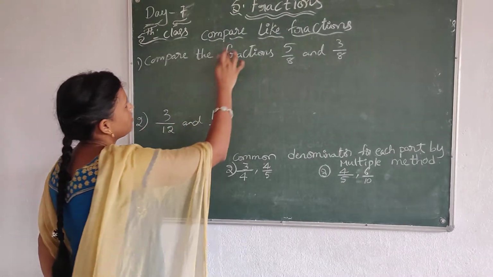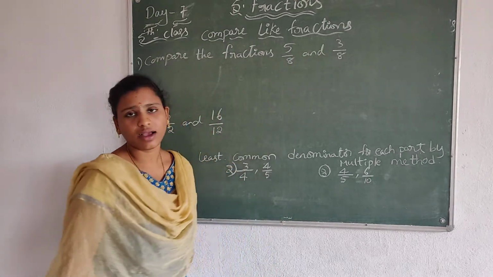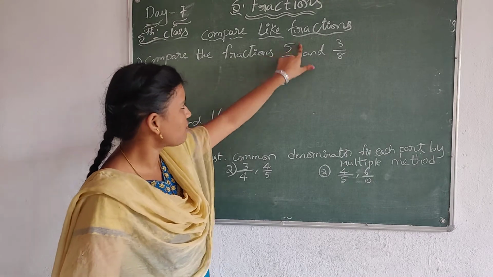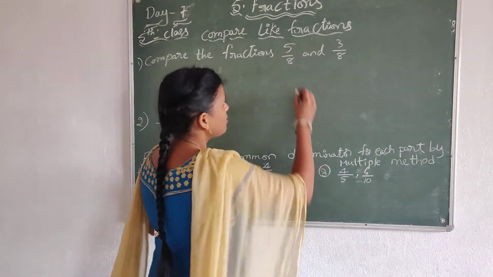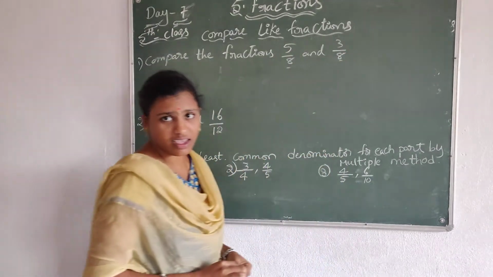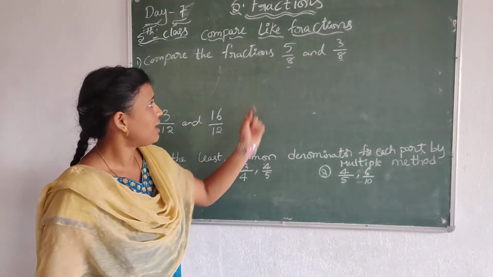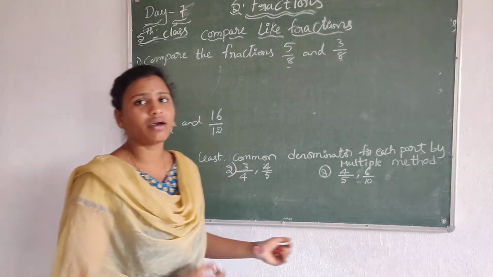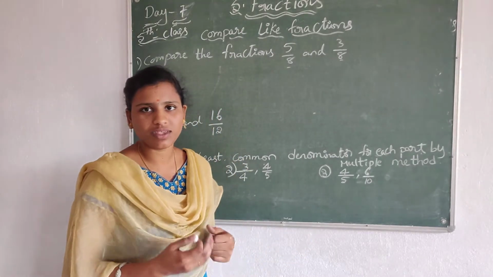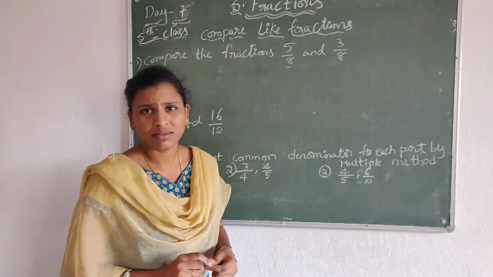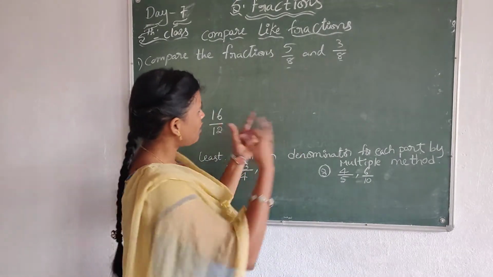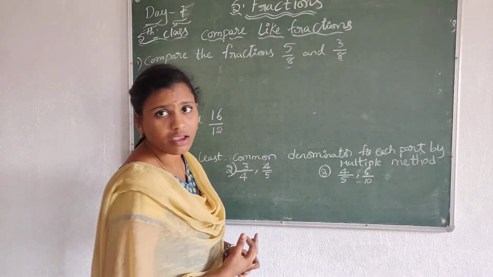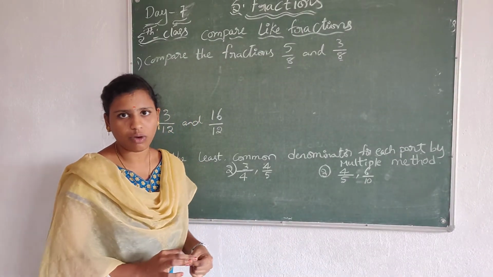Let's see. Compare like fractions. Compare the fractions 5 by 8 and 3 by 8. The two denominators are same. That is a like fraction. So let's see this sum. How to compare the fractions, which is big and which is small? Can you say easily? Anybody? Which is big? We don't know how to.